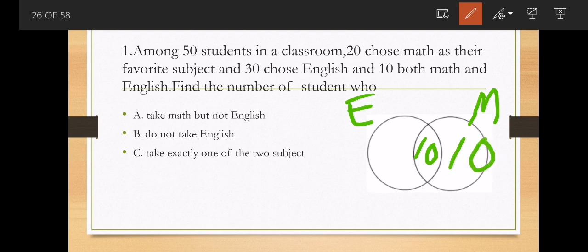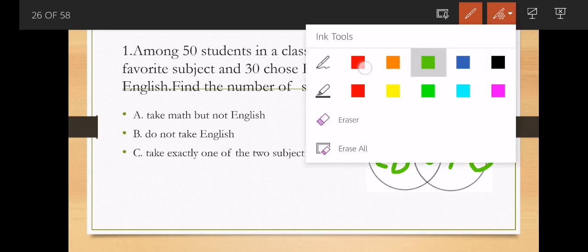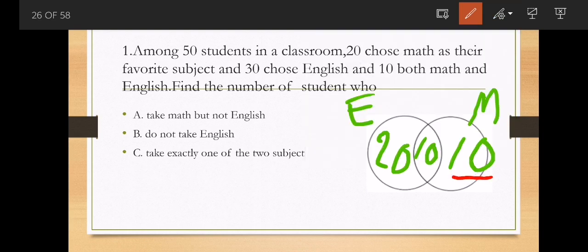And the 30 chose English. Isa-subtract lang din natin yung 10 sa gitna. So, 20. So, let's answer this question. Take math but not English. So, ang kumuha daw ng math pero hindi kumuha ng English. So, ang answer lang natin dito is number 10. This one. Answer here is number 10.